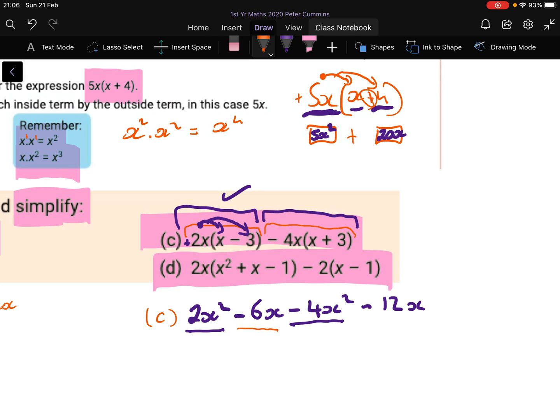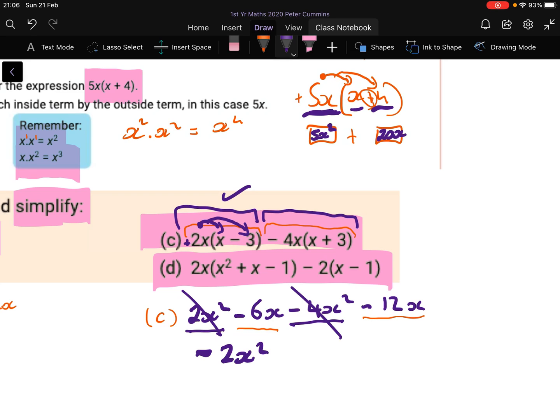I have an x here and an x here, so I'm going to do the adding and taking away. If I have 2x squared and I take away 4x squared, remember x squareds could be euros, so if I have 2 euros and I lose 4, well, I'm down minus 2x squared. That's that one done. So my x squareds are done.